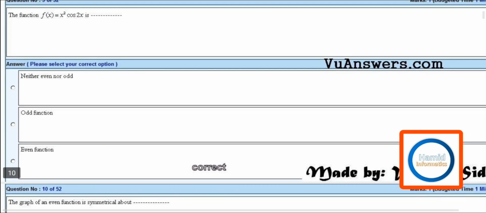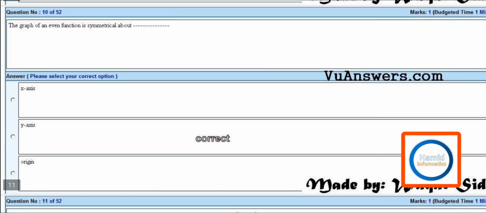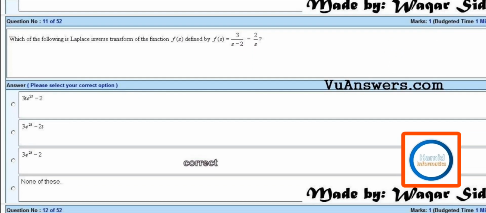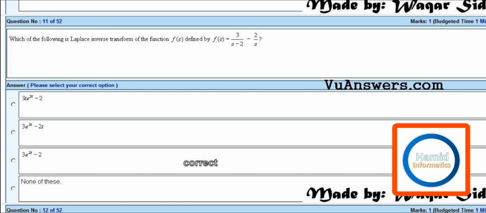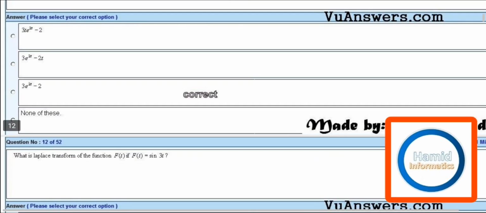Next one is, the function f of x is equal to x square cos 2x is an even function. The graph of an even function is symmetrical about the y-axis. Which of the following is the Laplace inverse transform of the function F of s defined by F of s is equal to 3 by s minus 2 by s, and the answer is 3e power 2t minus 2.